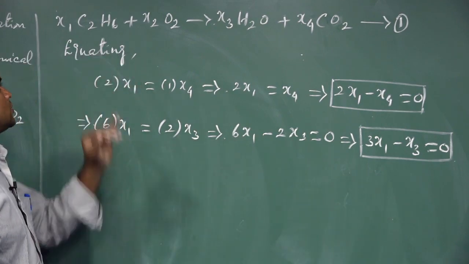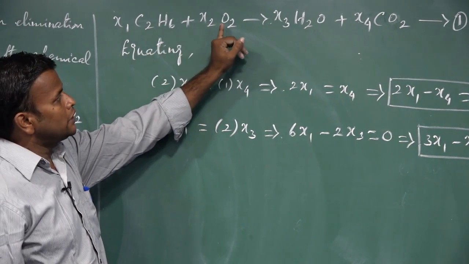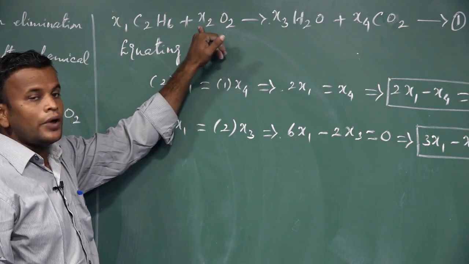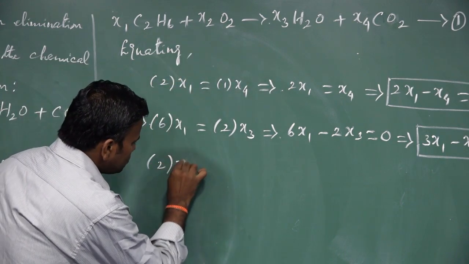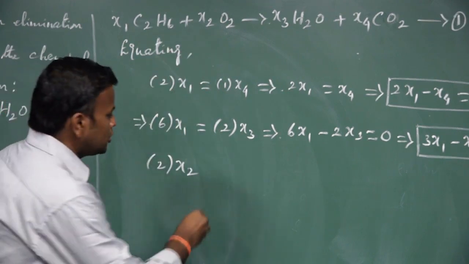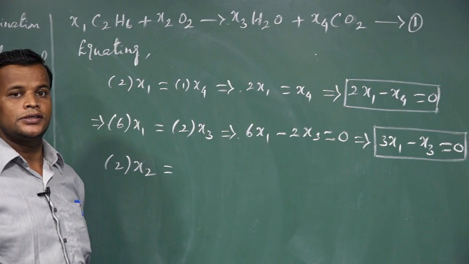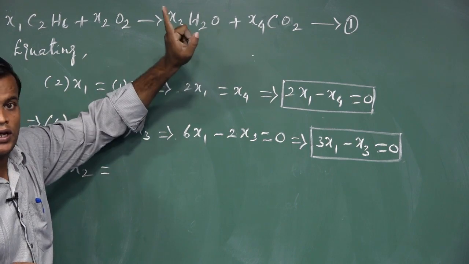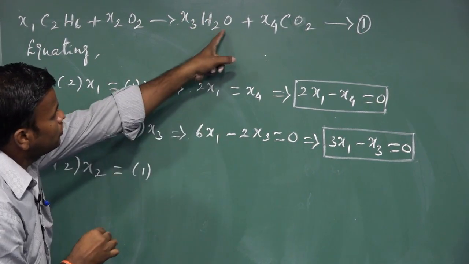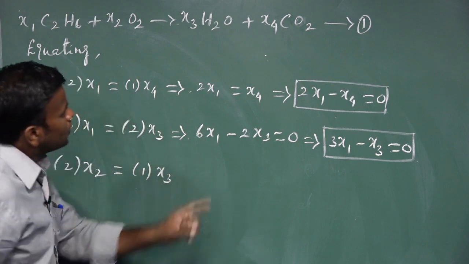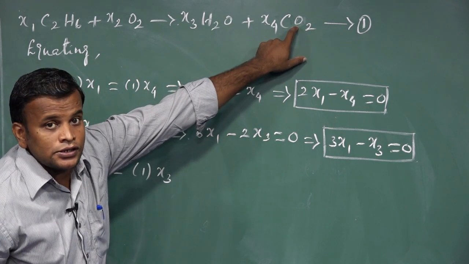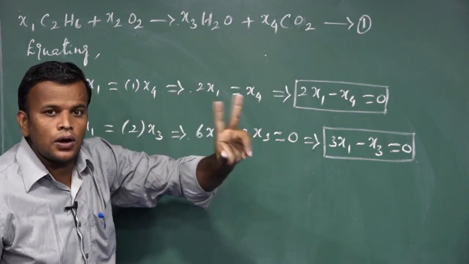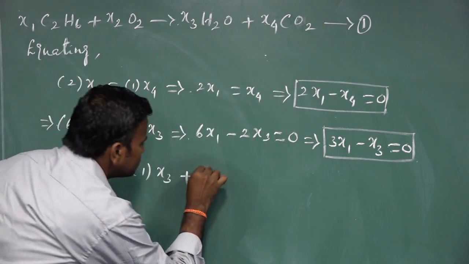Now the third element. Carbon and hydrogen are over; the next one is oxygen. In the LHS, O2 gives 2 oxygens of x2, so 2x2 is equal to. Now we move to the RHS. In the first term, how many oxygens? Just O is there, so only 1, so 1 times x3. The next term also contains oxygen, plus O2. How many oxygens? 2 oxygens, so 2 of x4.